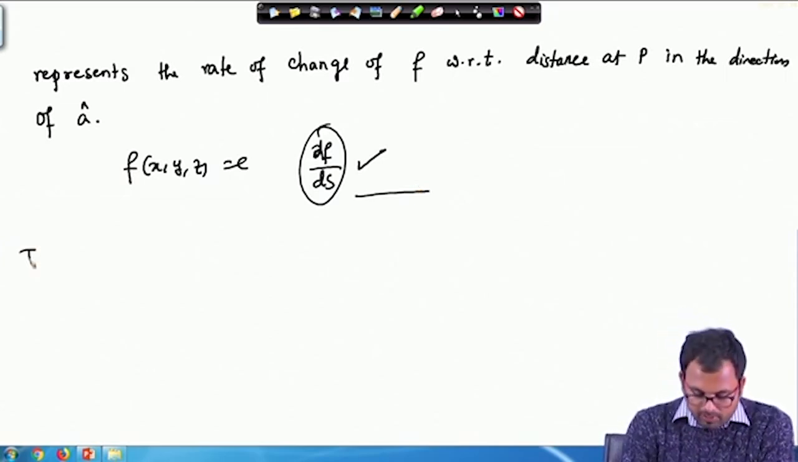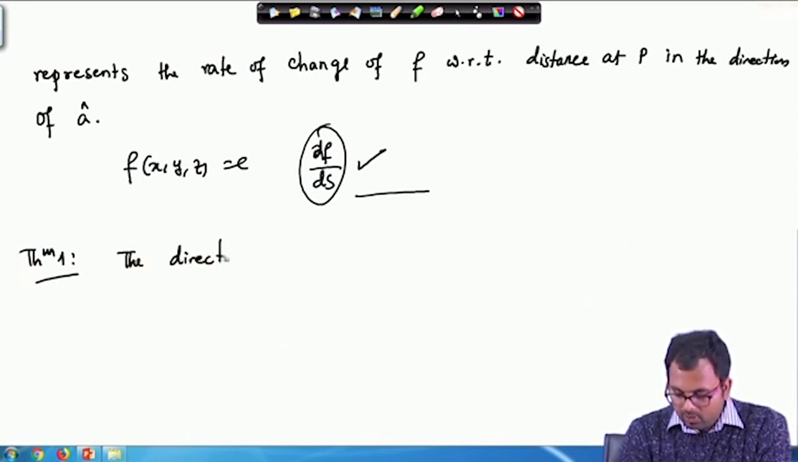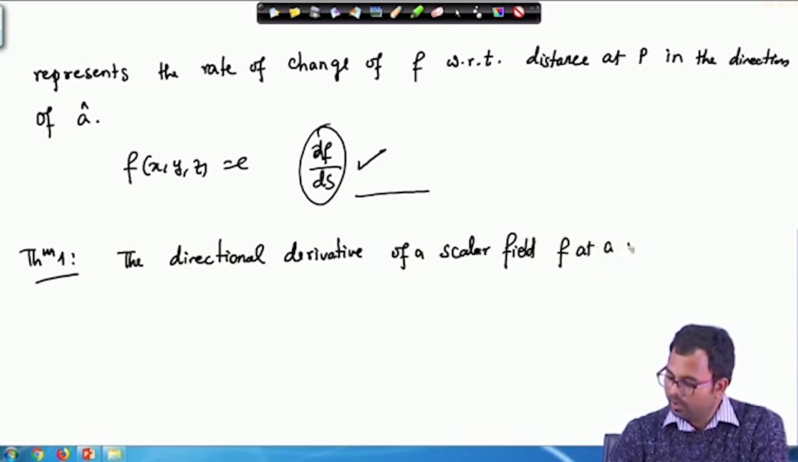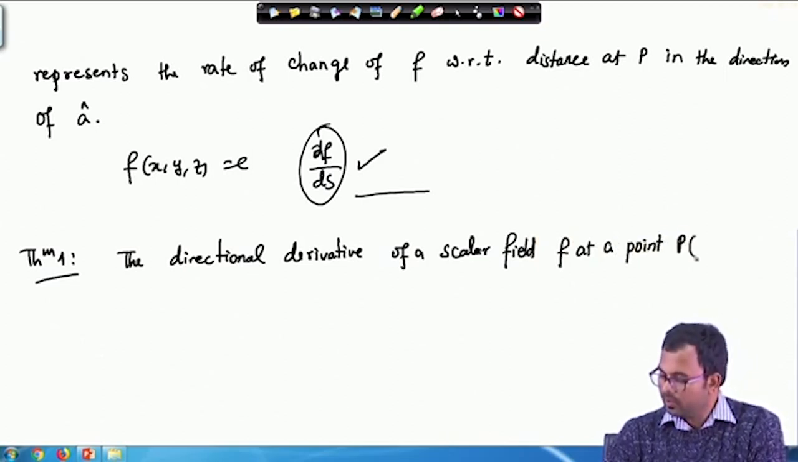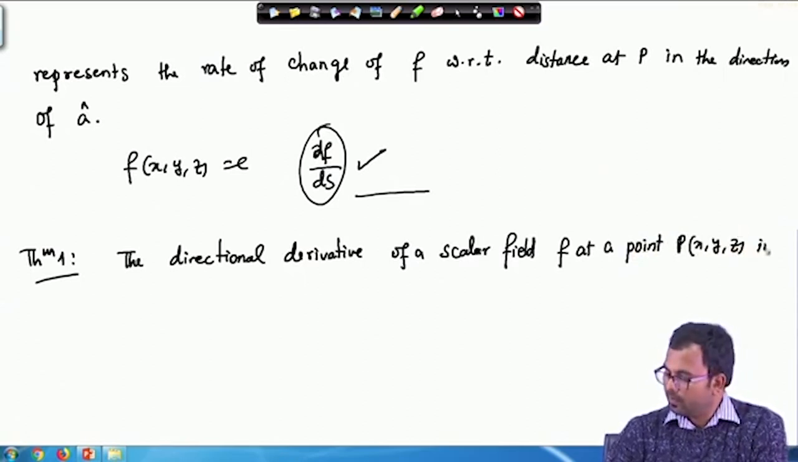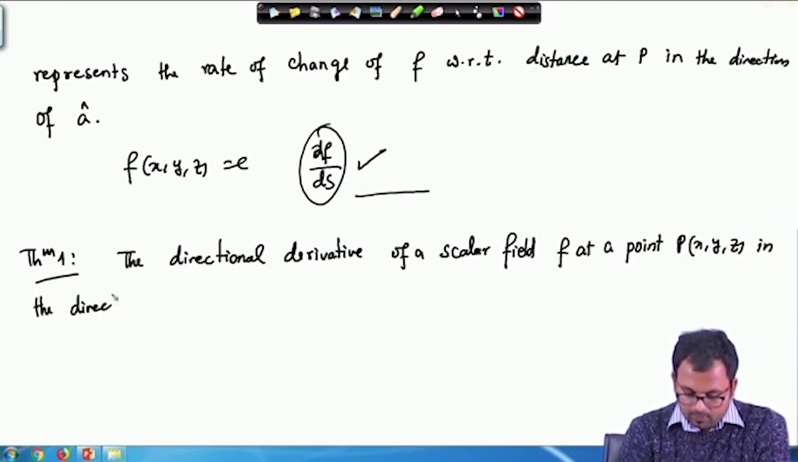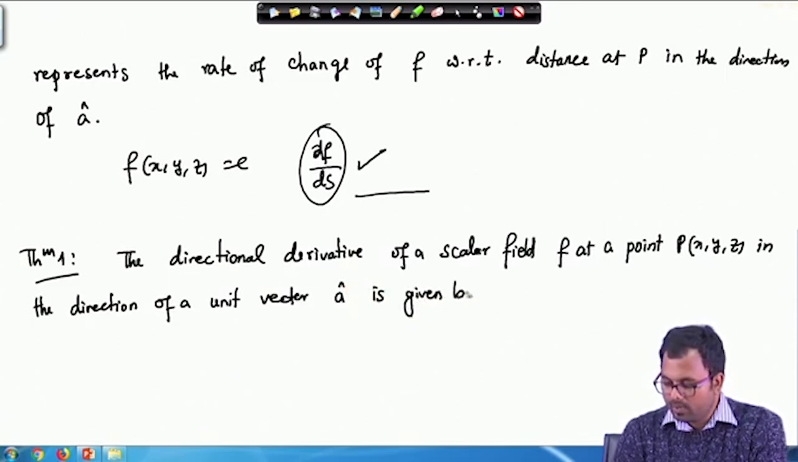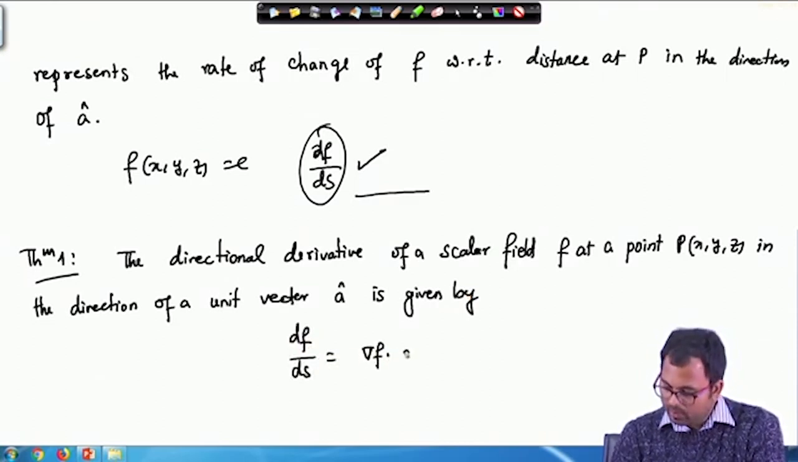So, let me put a small theorem here. Today it is theorem 1, and it says that the directional derivative of a scalar field f at a point p x y z in the direction of a unit vector a cap is given by df ds equals the gradient of f at the point p times a cap.